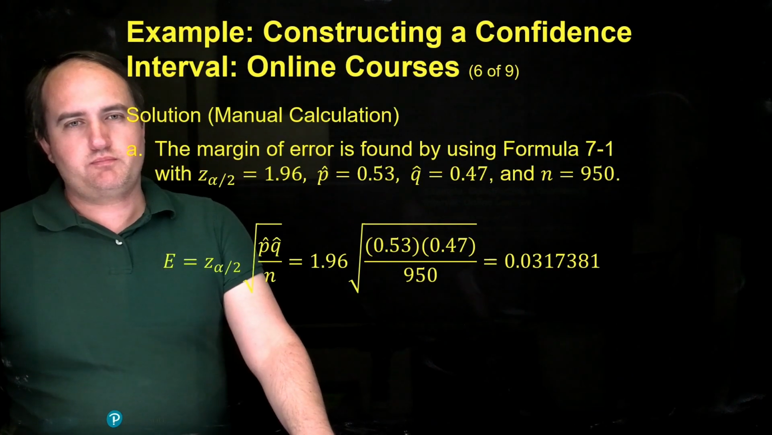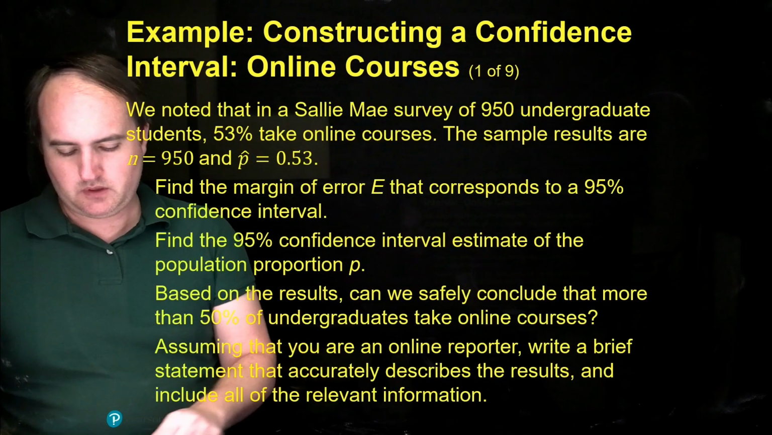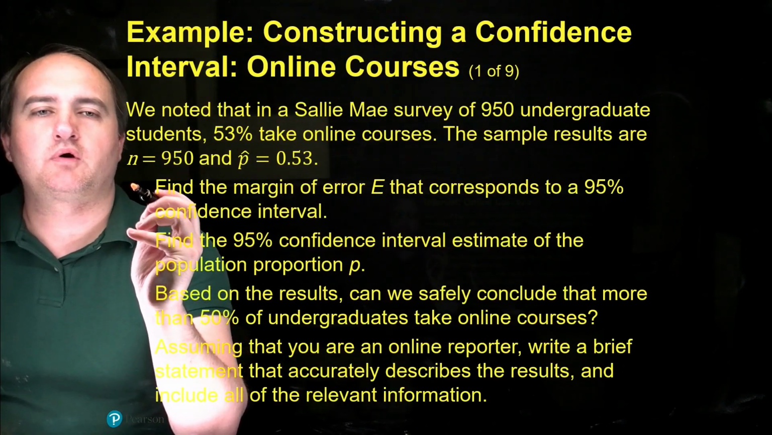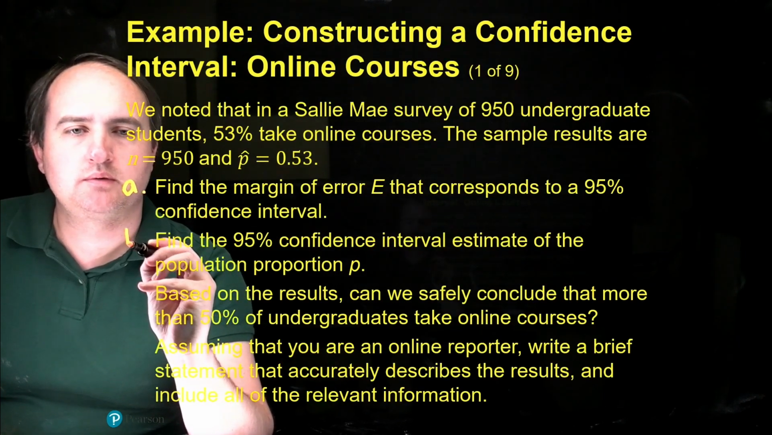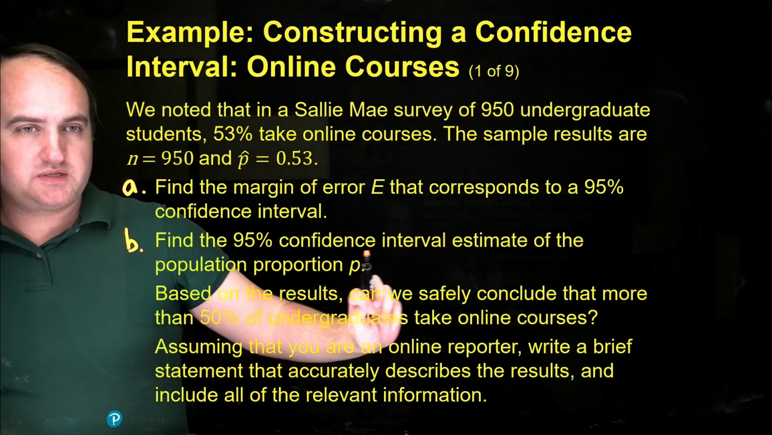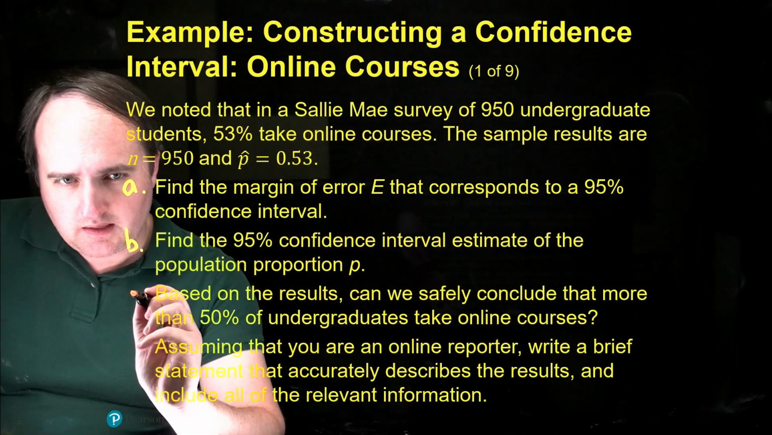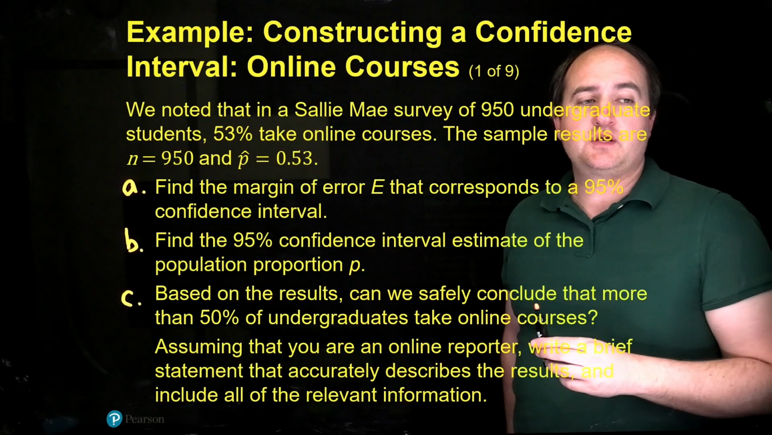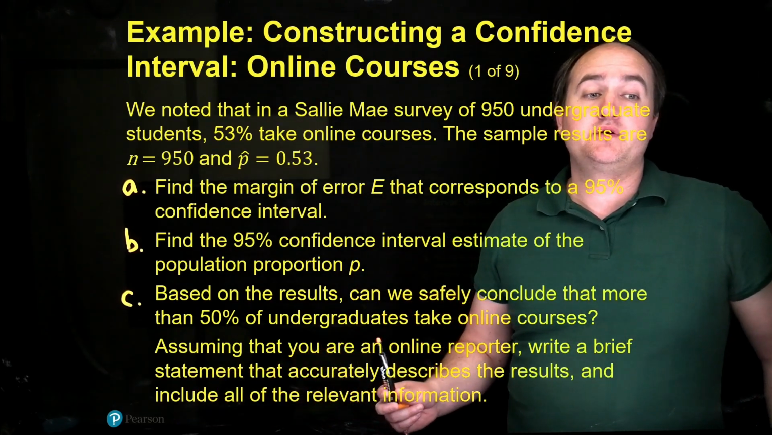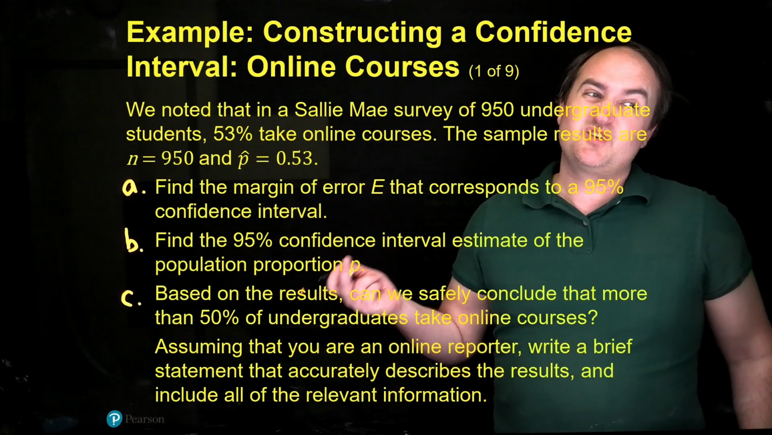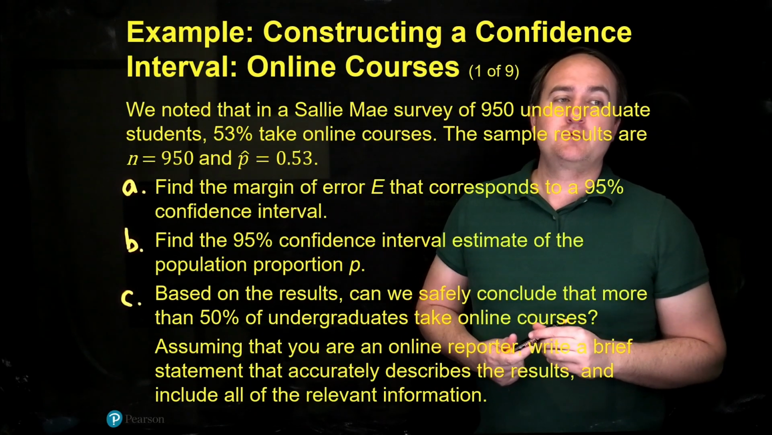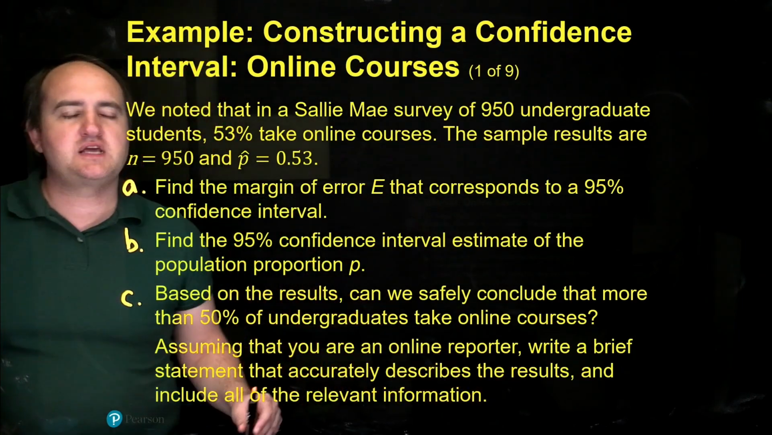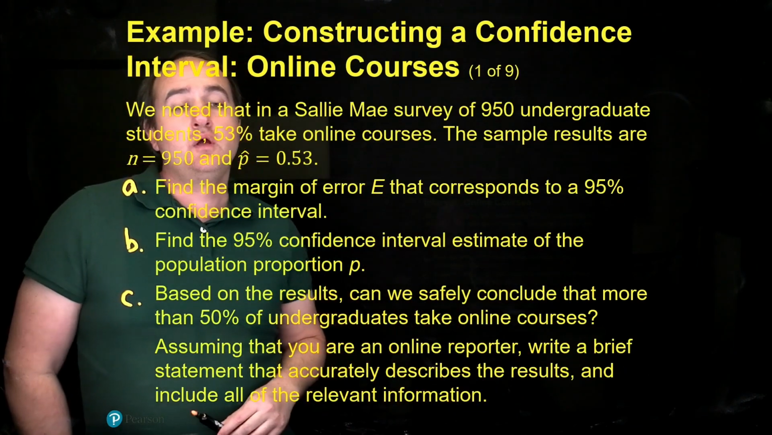So now I want to go to part C because they ask us a question that we haven't looked at yet. I don't know what happened with the lettering here. They're not showing up on the slides. But anyway, we've already done part A, which was the margin of error, and then we also did part B, which was the 95% confidence interval. And then part C, we need to answer this question. Based on the results in part B, can we safely conclude that more than 50% of undergraduates take online courses? And obviously they're talking about at the time the study was done. And then assuming that you are an online reporter, write a brief statement that accurately describes the results and include all of the relevant information.